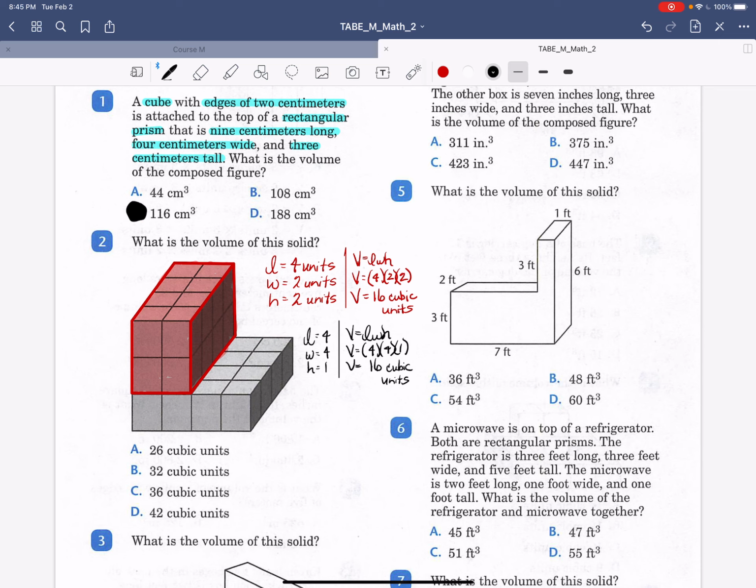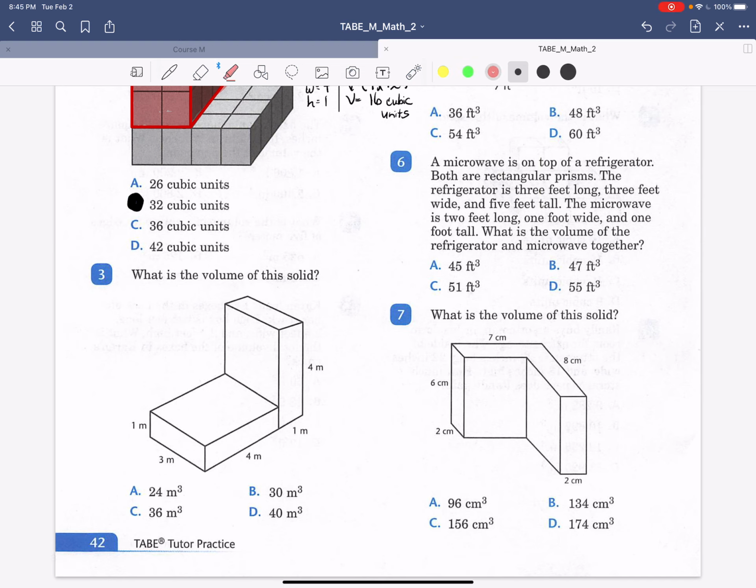Number 3, we have the same scenario. I have this box here that is attached to another box that I will just leave uncolored. But I encourage you, if you can write in your book, some teachers ask that you not write in the book, so please do what they ask you. But if you can, color it in, and that will help you see the difference between these two.